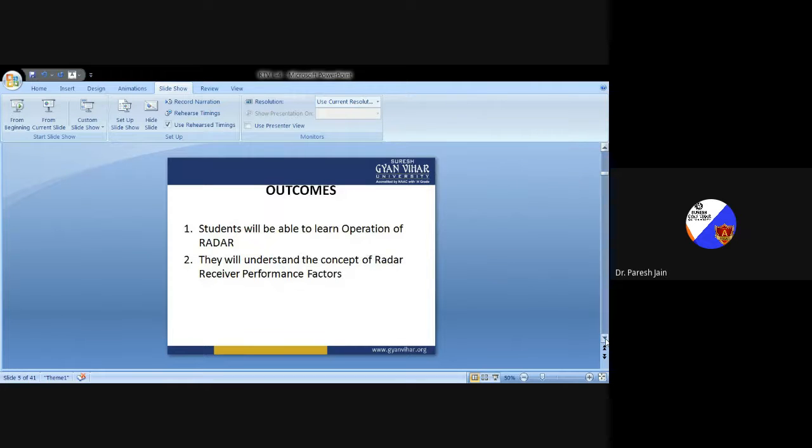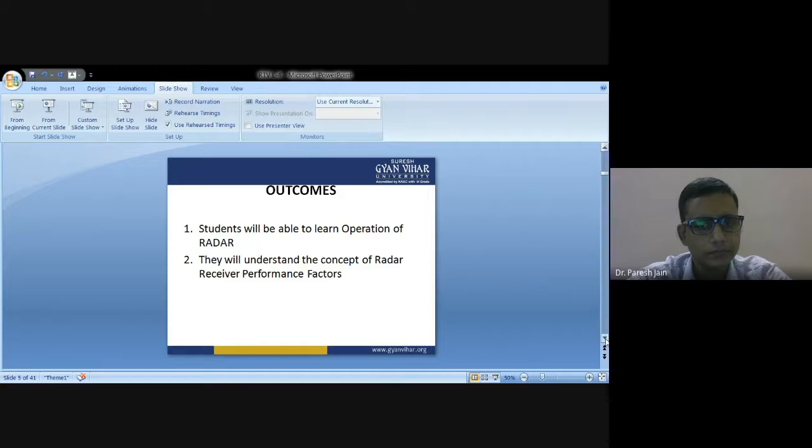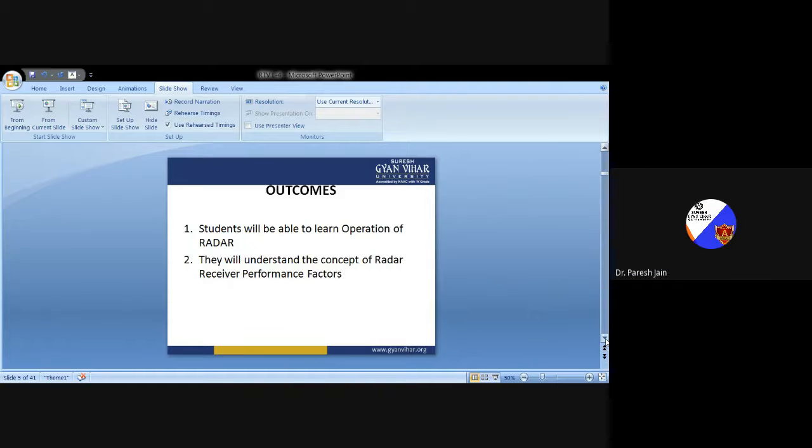The outcomes of this lecture are that the student will be able to learn the operation of radar, how radar works, how the radio wave signal is transmitted by the radar, and how the waveform or radio signal returned from the target is received by the radar. They will understand the concept of radar receiver performance factors. So these are the basic outcomes of this lecture.